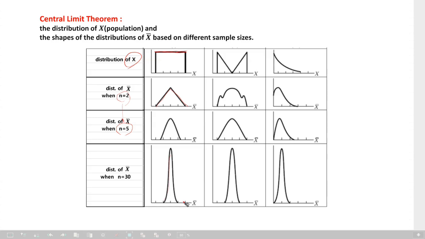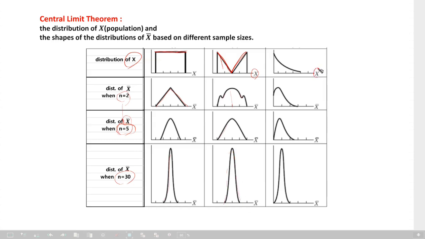Okay, how can we get this kind of graph? By simulation. Okay, second example: if the x population has a probability distribution function like this, then when n equals 2, the shape is going to be like this. Of course, symmetric, but some funny distribution. N equal to 5, the sample mean x bar is like this, okay? And when n equals 30, the distribution of x bar is like this, a normal distribution.